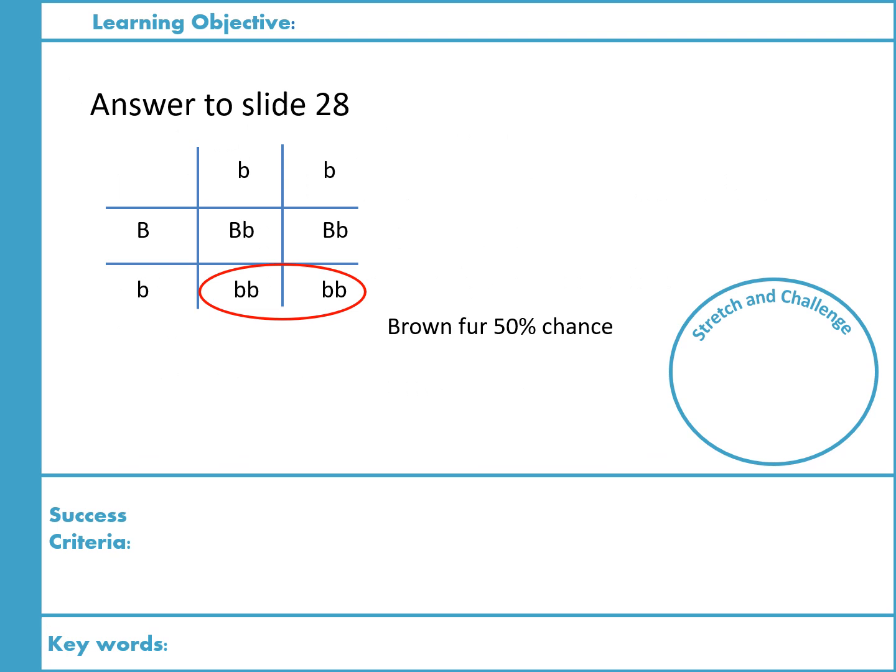And before I sign off, let's have a look at the answer to slide 28. This is the Punnett square you should have constructed. So we have a mouse that has little b alleles, and we have a mouse that has big B, little b alleles. And I've constructed the Punnett square there. It's pretty similar to the one we had for earlobes, actually. And the chance of the mouse having brown fur is 50%, which also means the chance of the mouse having black fur will be 50%.